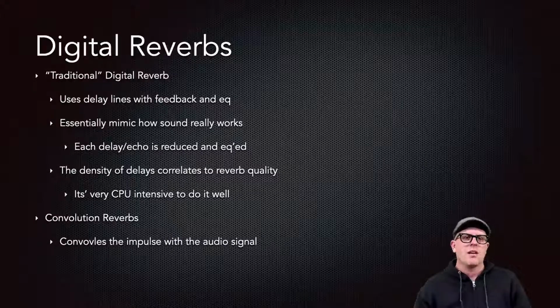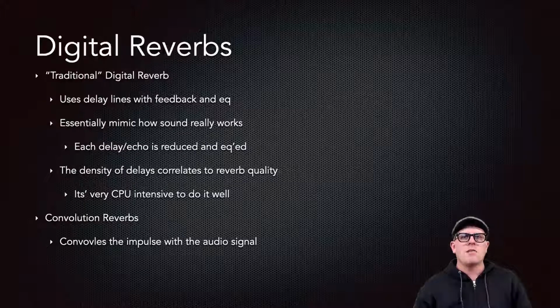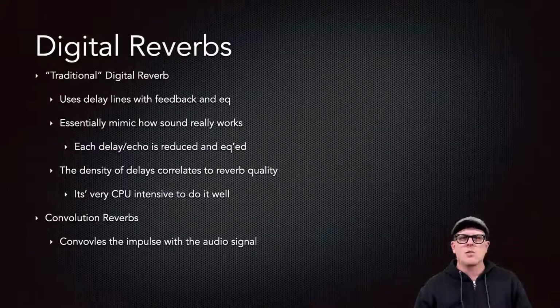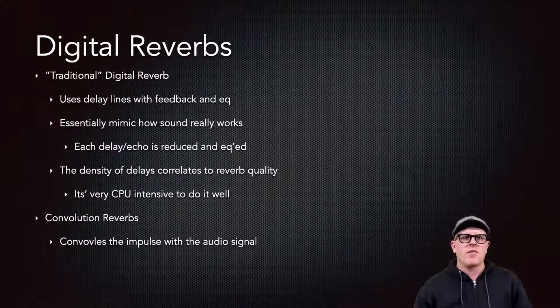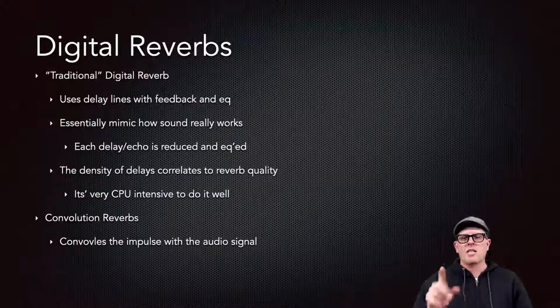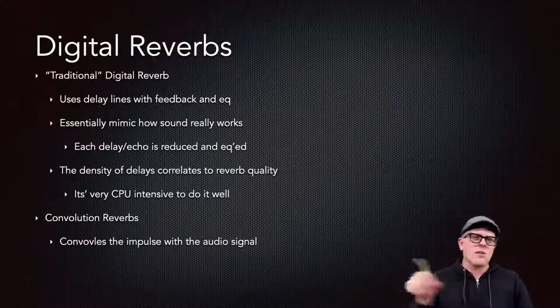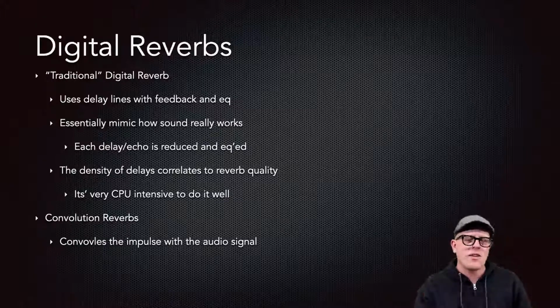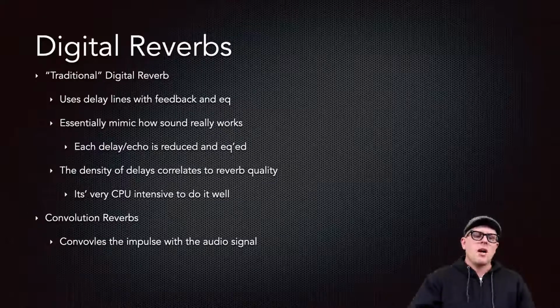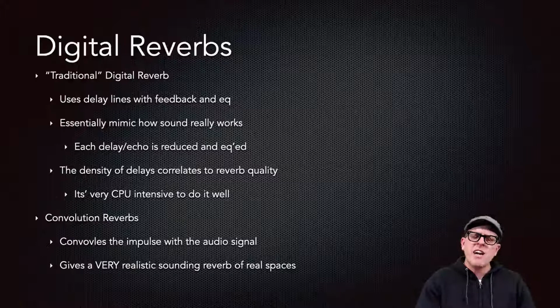But there's also all sorts of great ones. Most of them will come with, I think my Revelation came with something like 2 gigs worth of samples of impulses. But what's cool is you can actually export those impulses and use them in other convolution reverbs, and surround and all that kind of stuff. So it's pretty cool. But yeah, it's very realistic sounding.